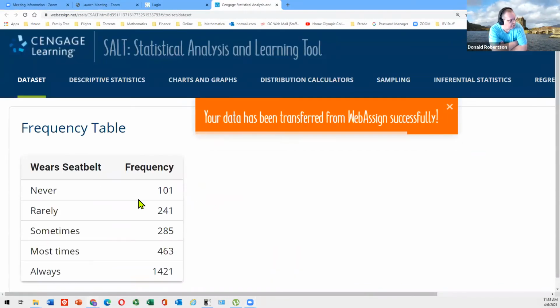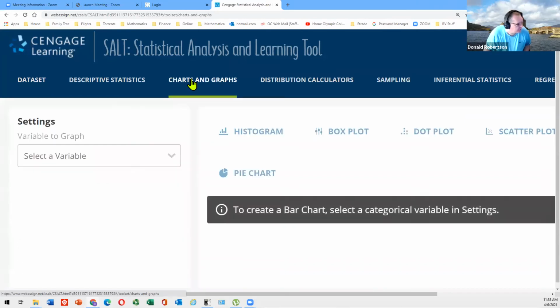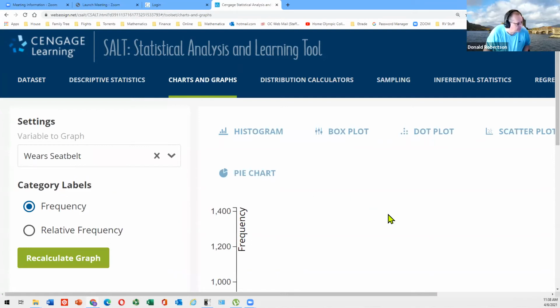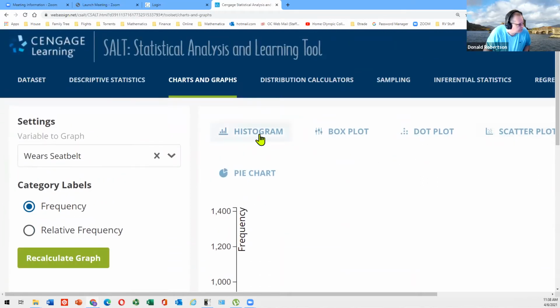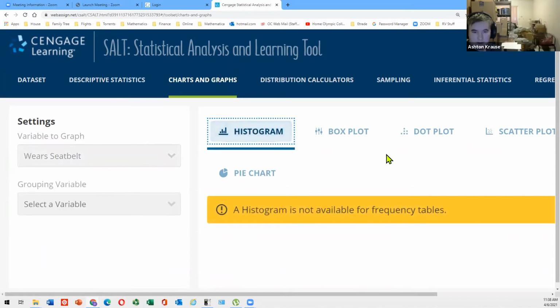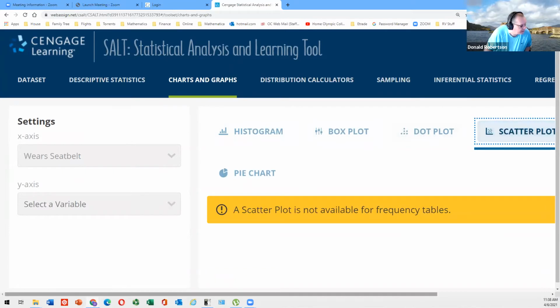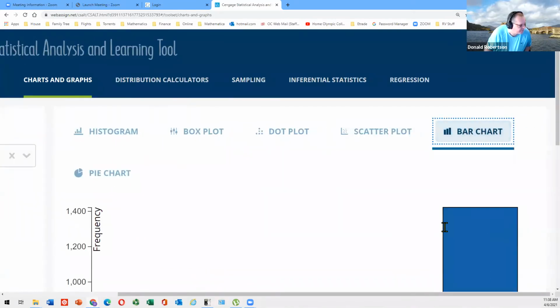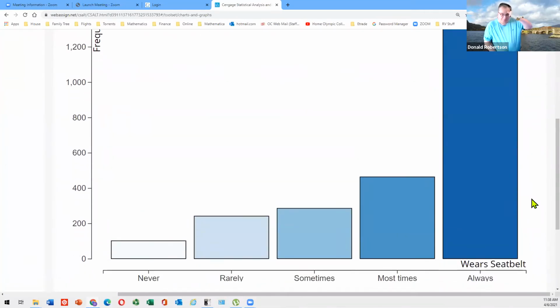If you hit use salt, this will appear in a few seconds. Now, if I go to charts and graphs and I select seatbelt, and then I choose, where are we? You'll want a histogram here. Yes, I'll hit my histogram. Oh, I don't have a histogram. I should have a box plot, not dot plot, bar plot. I know where it is. There it is. It's at the end. There. You see, it's already drawn the thing for me.